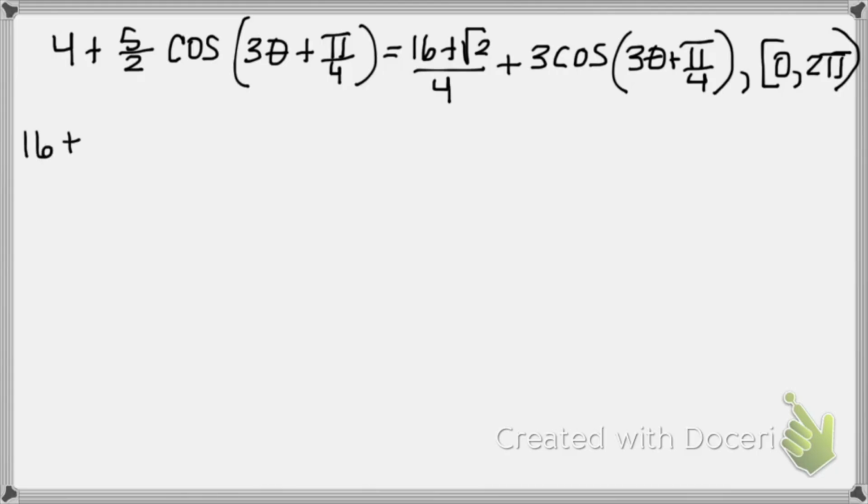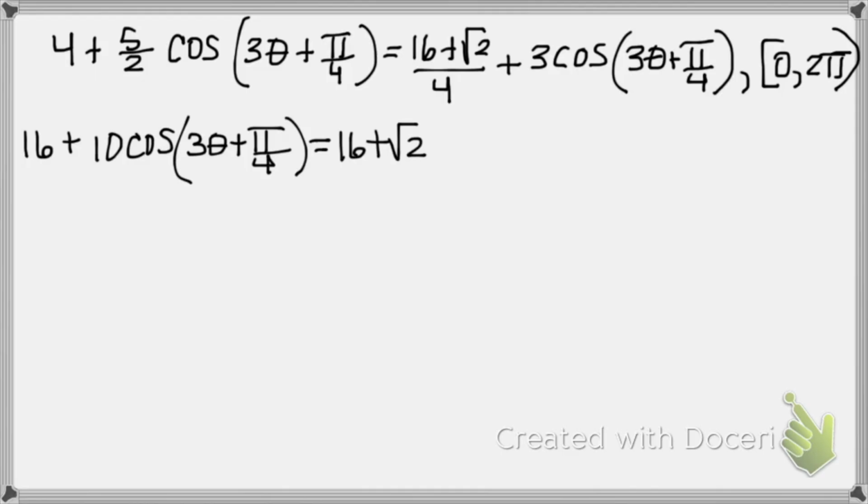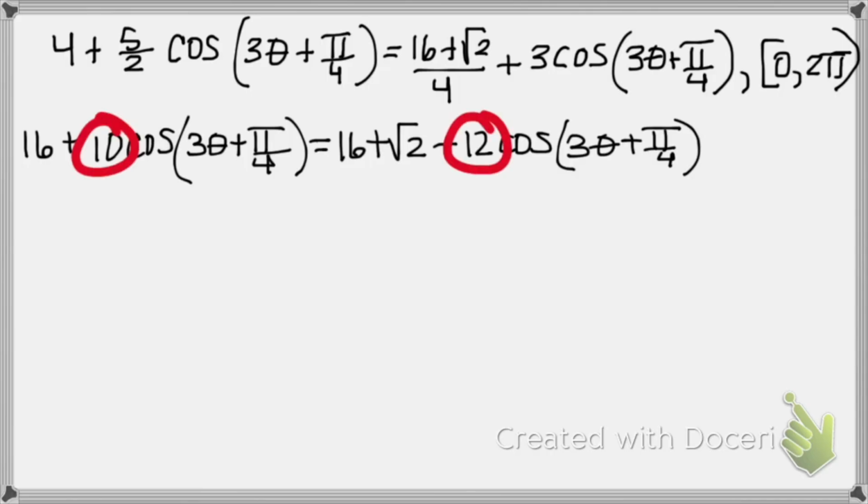16 plus 10 cosine 3 theta plus pi over 4 equals 16 plus rad 2. What did I multiply by? I multiplied by 4, so I got 12 of these cosine 3 theta plus pi over 4s. All right, so I got 12 of these over here and 10 of them over here.